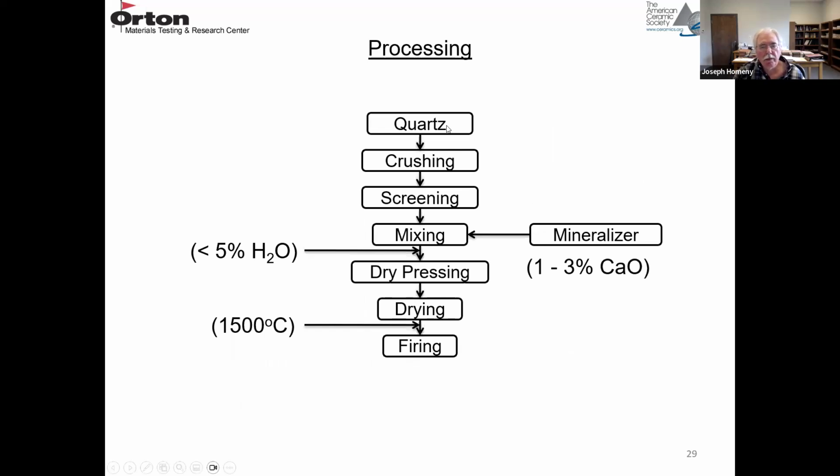So this is a flow chart of how you process silica refractory. You start out with quartz, you crush it, and you screen it into different size fractions, and you use particle packing theory to put those size fractions back together to produce maximum green density. I have a course on processing refractories that talks about particle packing. But basically, you're putting back these particles of different size to maximize the green density. Those particles are mixed, and you're adding your lime mineralizer, maybe 1 to 3% lime.